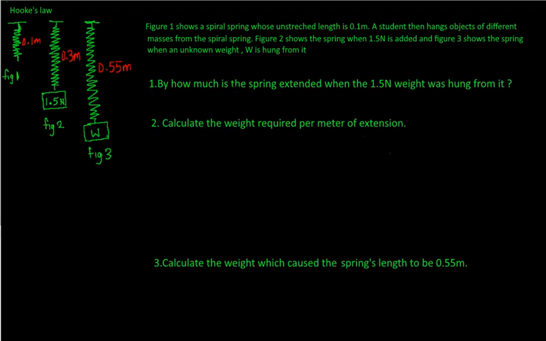Now let's check the question. By how much is the spring extended when the 1.5 Newton weight was hung from it? So we have to find the extension here, that is, we have to find E, extension or delta L, the change in the length of the spring. So we can find it by checking the length of the unstretched spring and the length of the spring when 1.5 Newton is added.